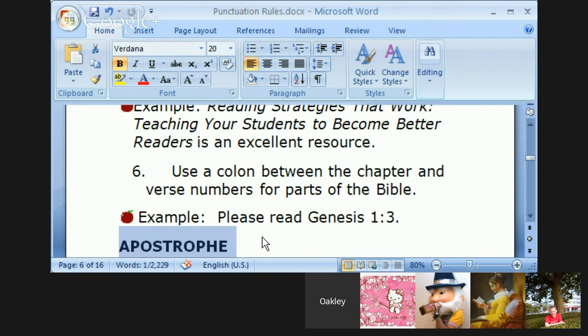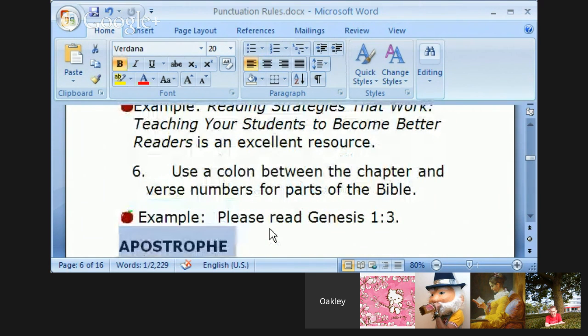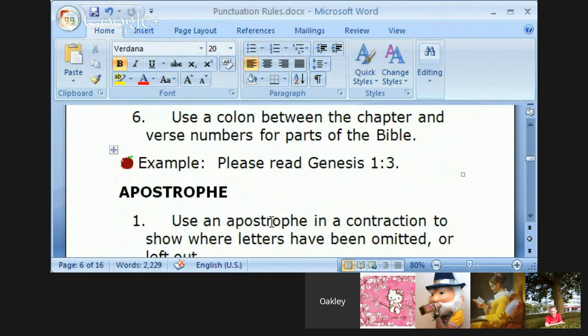Are you talking about possession? Well, okay, let's take a look. I'm not sure if you got it or not. Let's look at some uses.